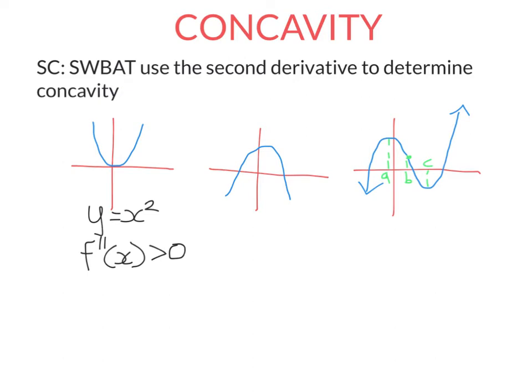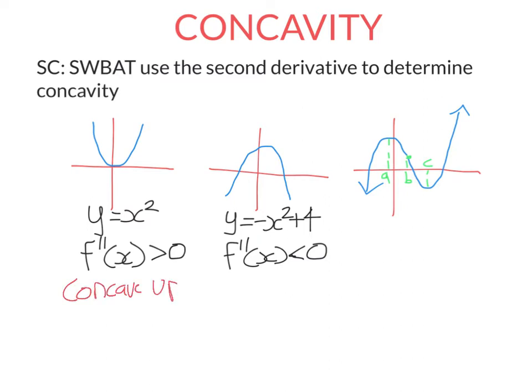So this next function would be something like minus x squared plus 4. It is a frowny face. It has a maximum turning point, and that means that the second derivative will be negative. So a function that looks like this first one, a smiley face that has a minimum turning point, is said to be concave up. And the second one is said to be concave down.